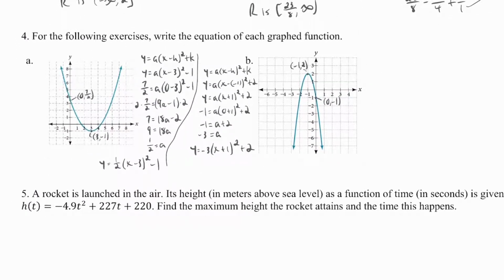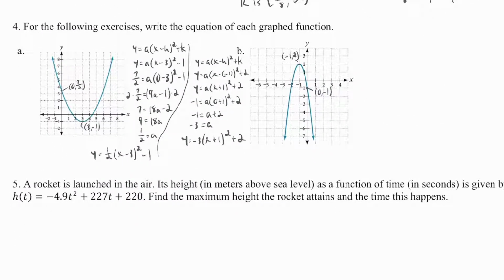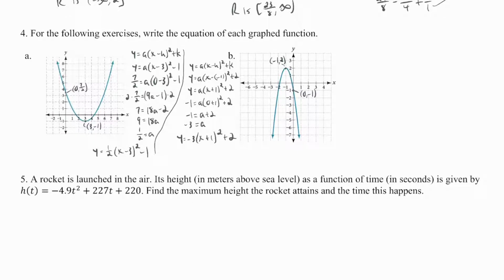That should be right. Okay, what's the last one? So a rocket is launched in the air. Its height in meters above sea level as a function of time in seconds is given by h of t equals -4.9 t squared plus 227 t plus 220. Find the maximum height the rocket attains and the time this happens.